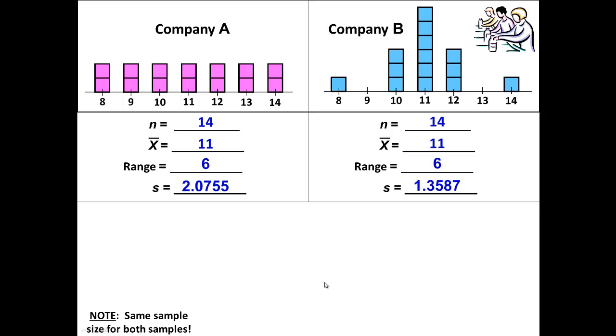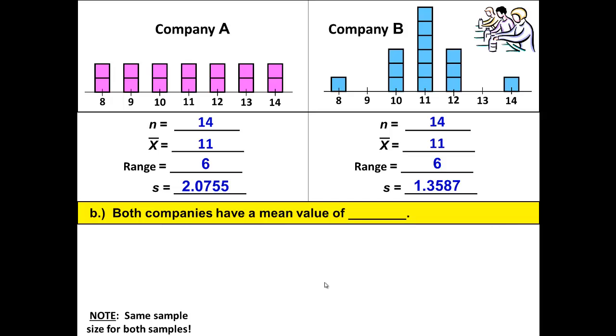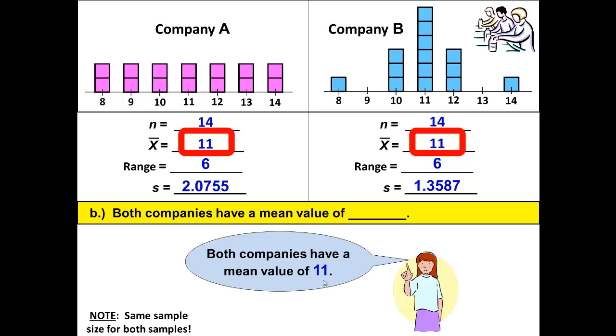Note the same sample size for both samples. Now, question B of our list of questions asks, both companies have a mean value of, and the answer, of course, is 11. Both companies have a mean value of 11.